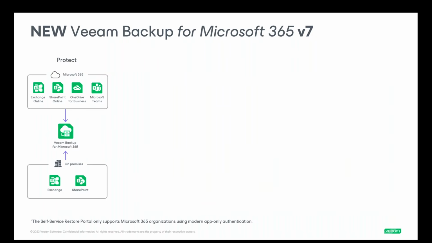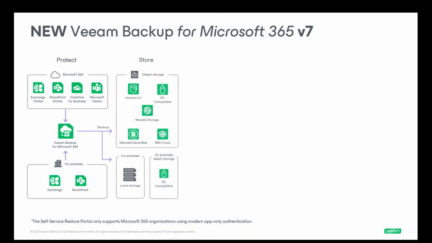Just going to go over some nice architecture before we get into the product itself. Just going to touch on what we protect. As we touched on, we are going to protect that Exchange Online, SharePoint Online, OneDrive for Business, as well as Microsoft Teams. In combination with that, we do that in the cloud, as well as those on-prem Exchange and SharePoint, and that can all be backed up from our single deployment for Microsoft 365. So no need for multiple deployments there.